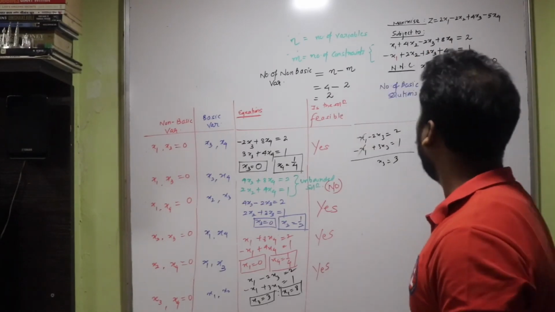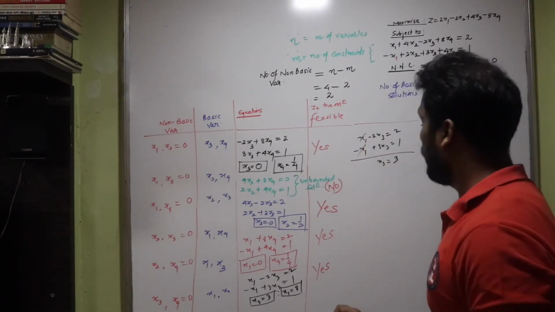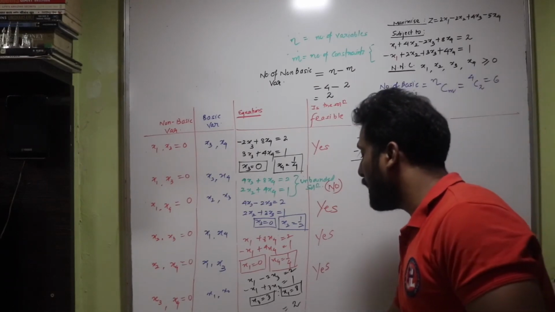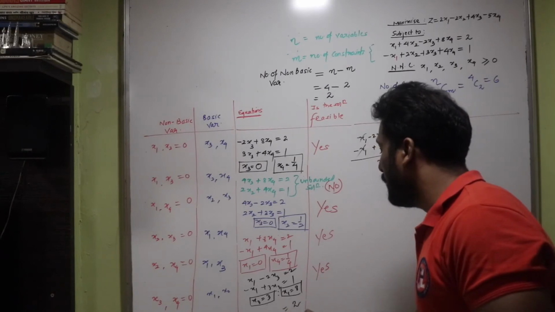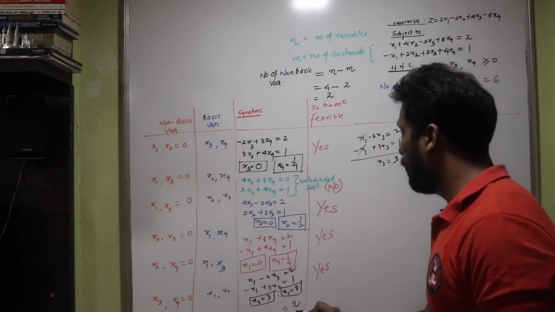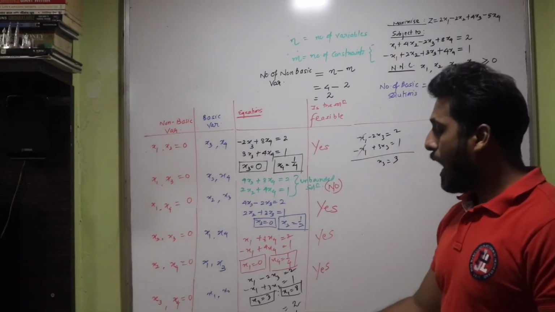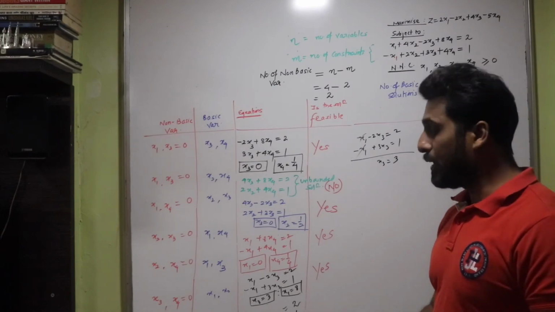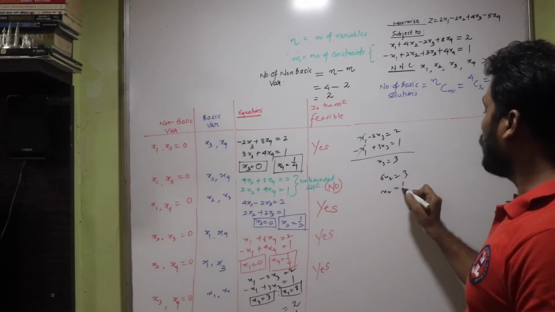So I get x1 plus 4x2 equal to 2, and then minus x1 plus 2x2 is equal to 1. Again, I'm going to solve the two equations simultaneously. If I add them, I get 4x2 plus 2x2, that is 6x2. 2 plus 1 is 3. So 6x2 is equal to 3. x2 comes 1 upon 2.